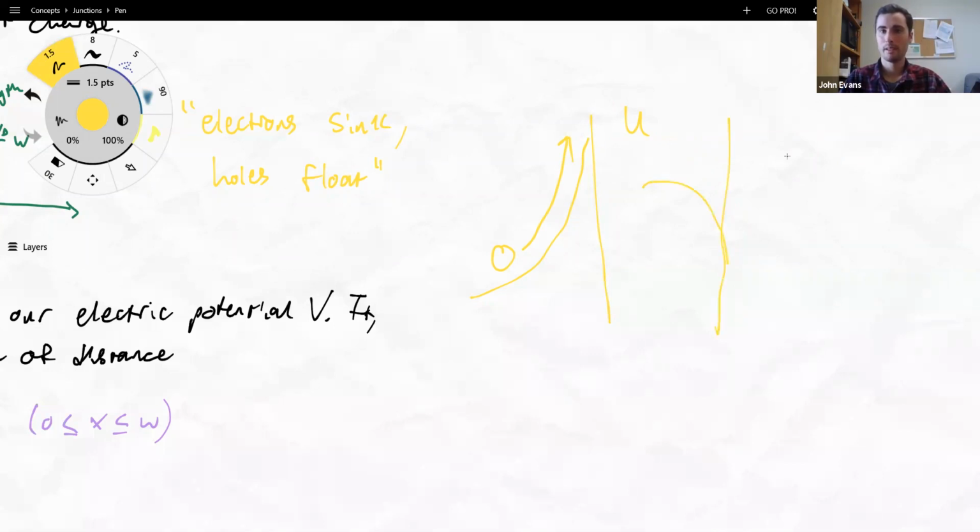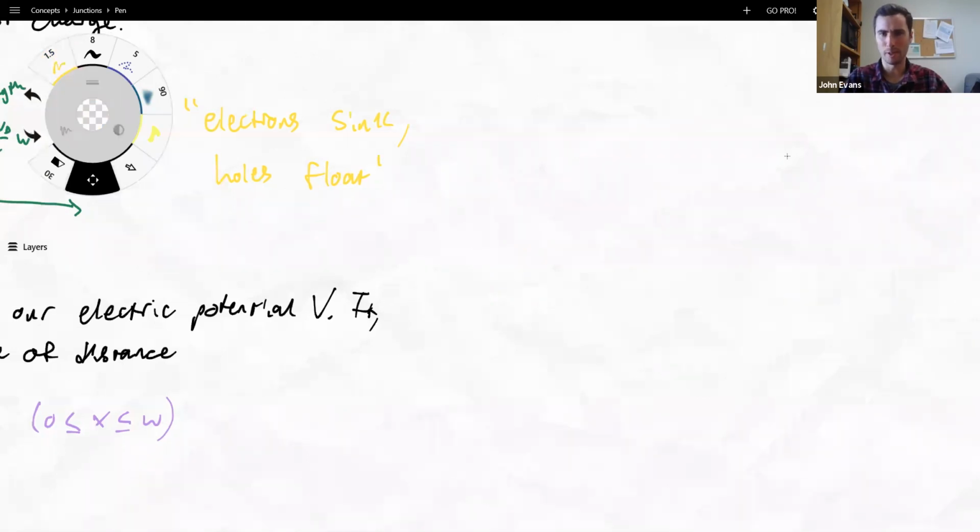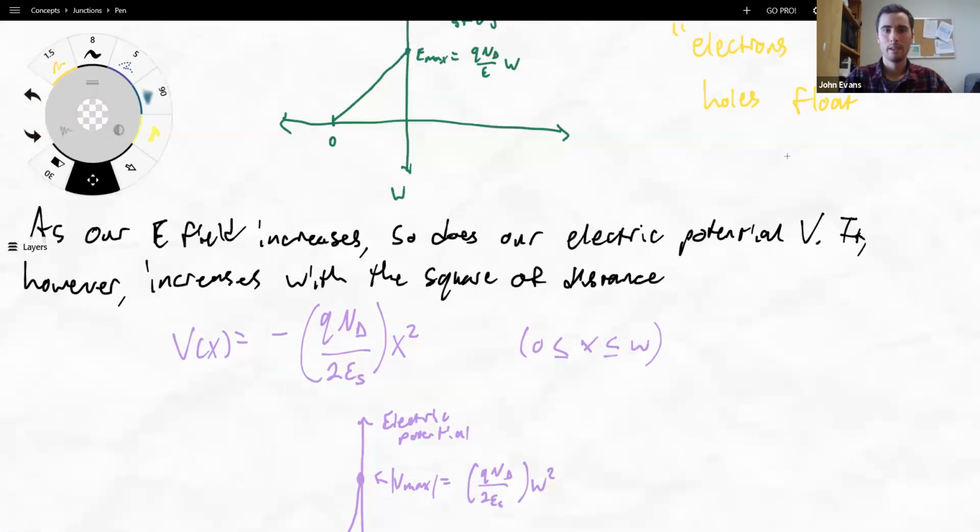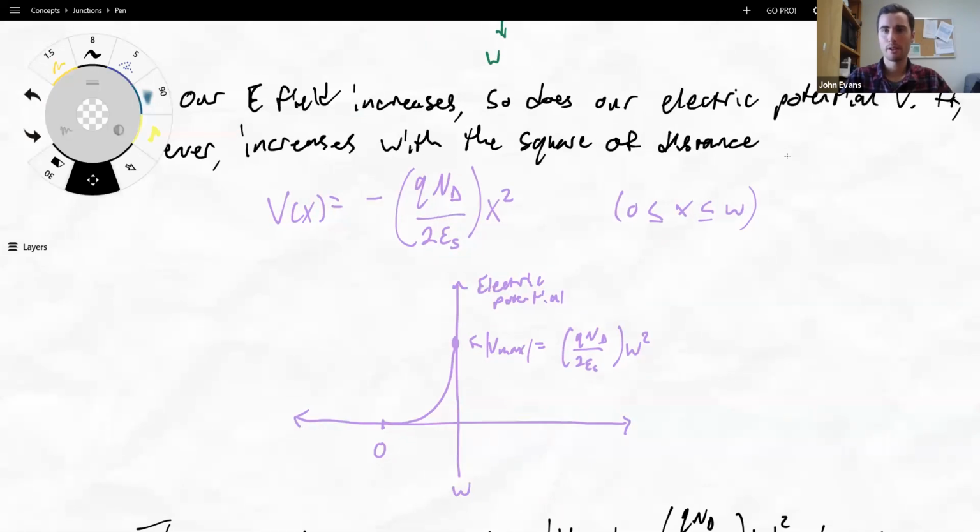But if you have a hole over here, it actually doesn't want to go this way. It would prefer to go back up the potential energy diagram. Cool? That'll just help remember where things are supposed to go. Electrons sink, holes float. So let's see how our potential energy landscape changes.